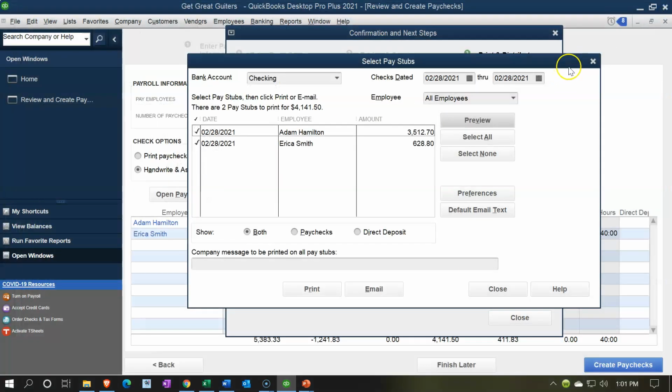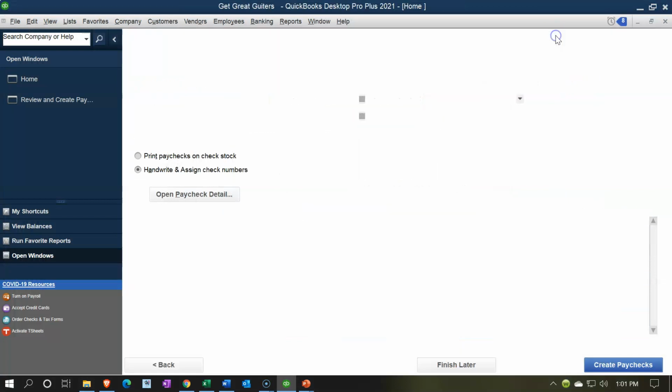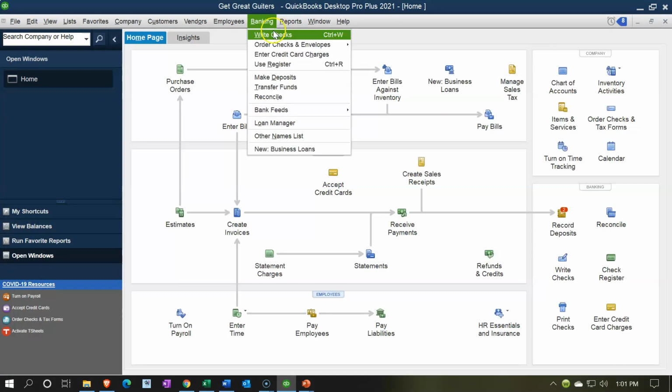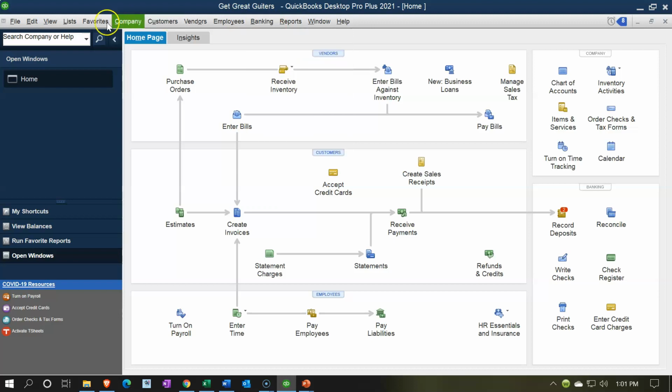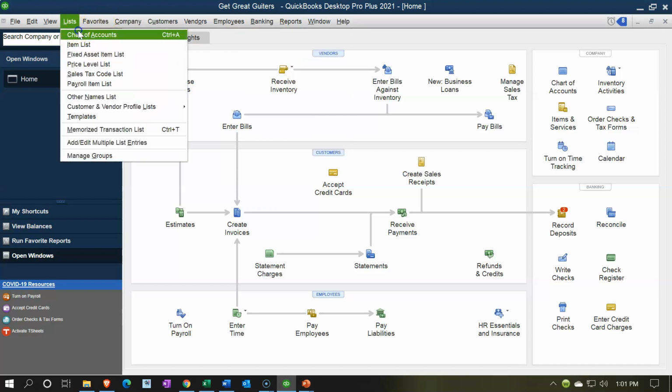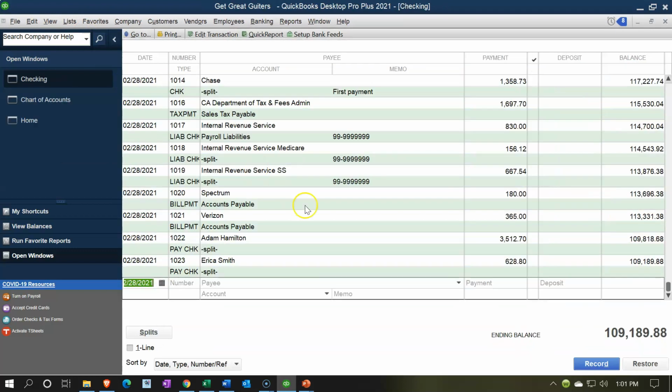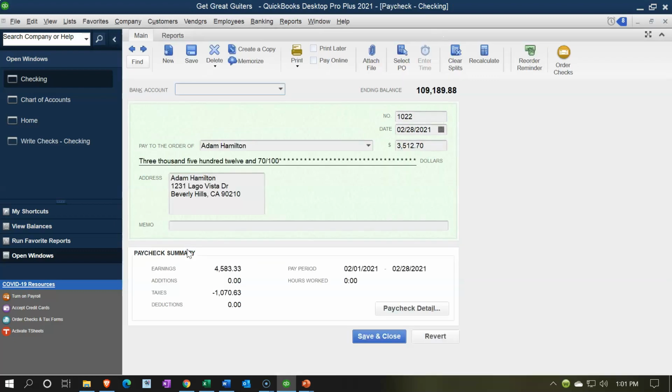So I'm going to close this back out and say, all right, that looks good. I like to check the check register once done there. So I can go to the banking and use register here, or I can go to the lists drop down and the chart of accounts. And then I'll double click on the checking account and see there's our 2 checks. Now they have Paycheck down at the bottom of them. If you want to take a look at any of them, you can double click on the Paycheck item. And there we have it.